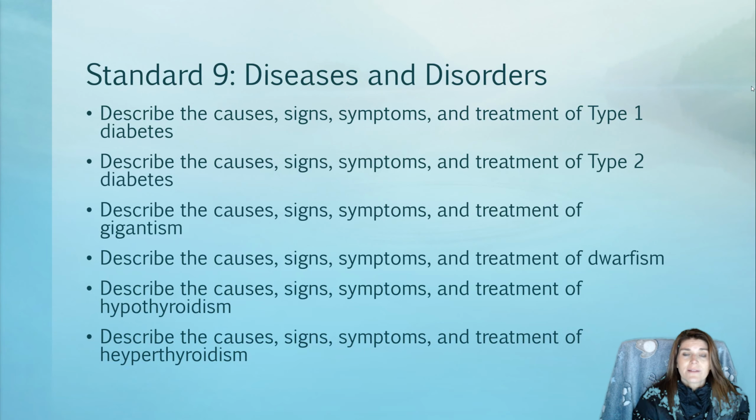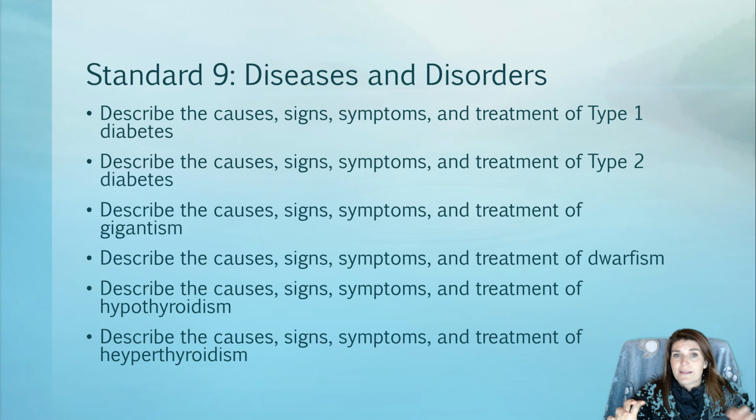Hello, so today we're in the very last standard of strand 4. The endocrine system makes up standards 7 through 9, and this is the last of those standards. So we're going to talk about diseases and disorders today, and these are the ones that are outlined in our curriculum. So we will be covering just these. Don't think that there aren't other diseases and disorders. There are just some that they prioritize and say, let's teach them about these. So that's what we're going to do.